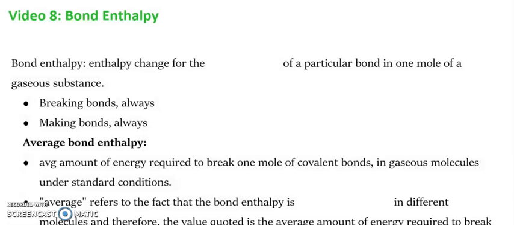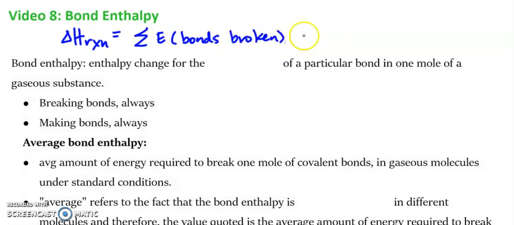The key to this, or I should say the equation that we need, is that in this case, your delta H of your reaction is going to be the sum of the energy for all of your bonds that are broken, minus the sum of the energy for all of the bonds formed.